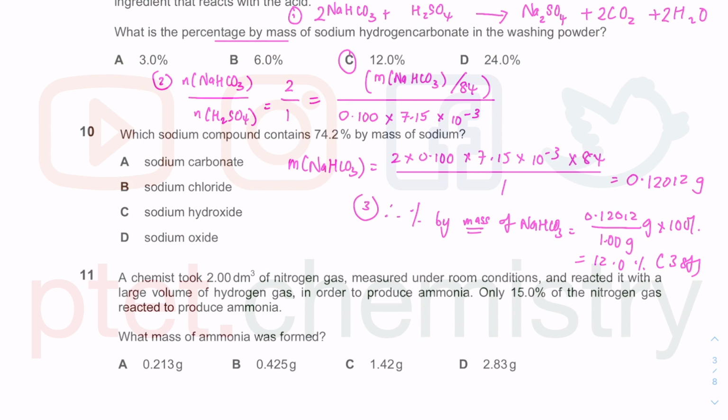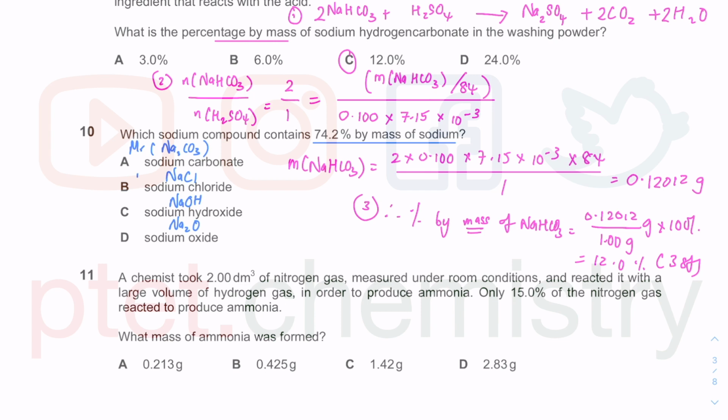So question 10. So you want 74.2% by mass of sodium. So sodium carbonate is Na2CO3. Sodium chloride is NaCl. Sodium hydroxide is NaOH. Sodium oxide is Na2O. I wouldn't go through in detail, but you should really be able to convince yourself what's the cation and what's the anion to give you this. Each and every one of these is an ionic compound containing cations and anions. You should be able to get the formula without me telling you how to.